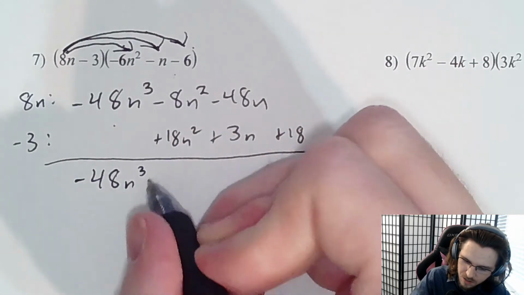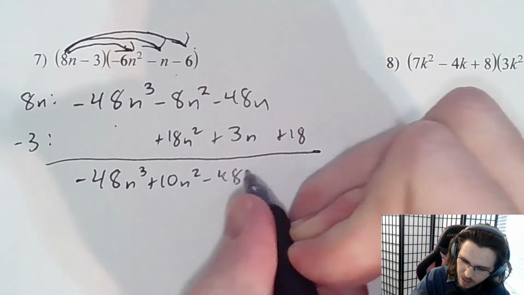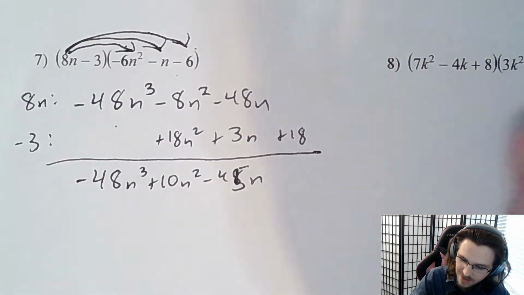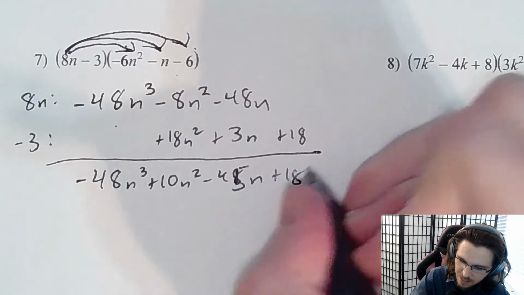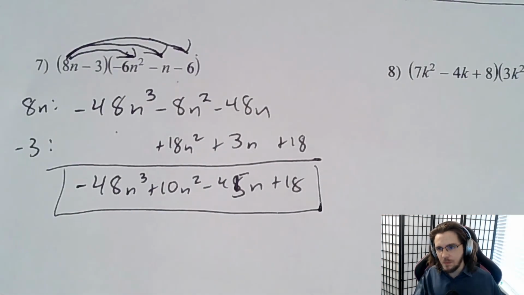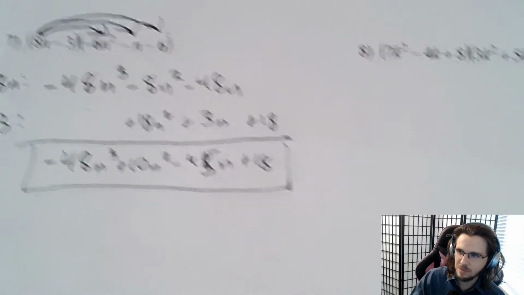-48n cubed plus 10n squared minus 45n plus 18, and that's it. But again, like I said, the box method really is preferred for many students on these longer questions. So let's do the box method for this one.